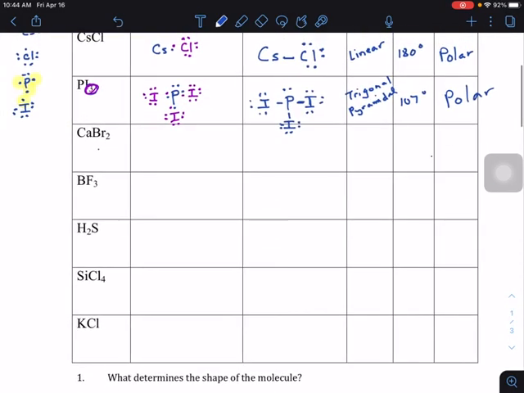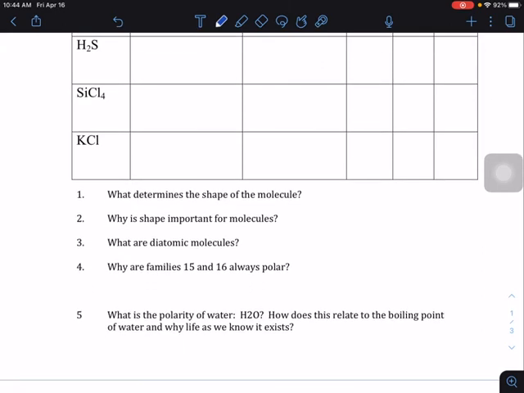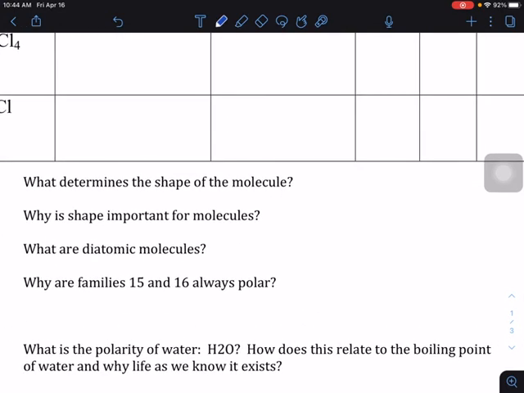You have the rest of these to do. You have a few on the bottom here. Let's take a look at a couple of these questions on the bottom. So the thing that determines the shape of the molecule, we're going to really pay attention to the central atom. We're going to be paying attention to the central atom. It's going to tell us, the one that has the most single dots.